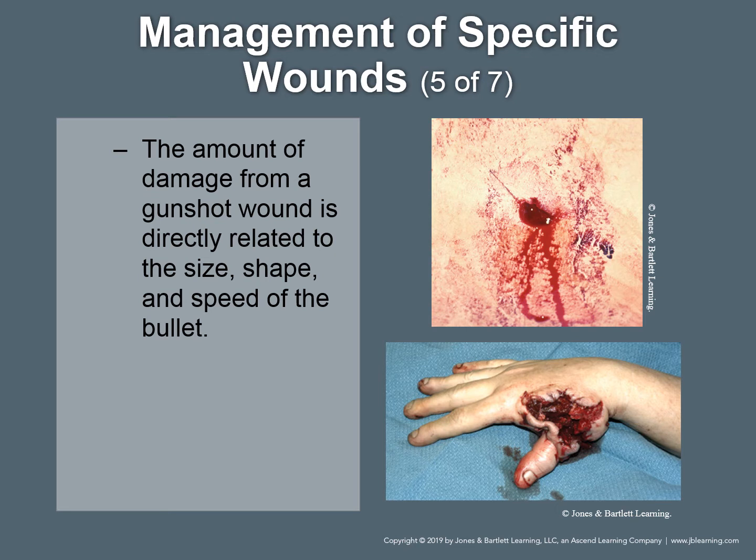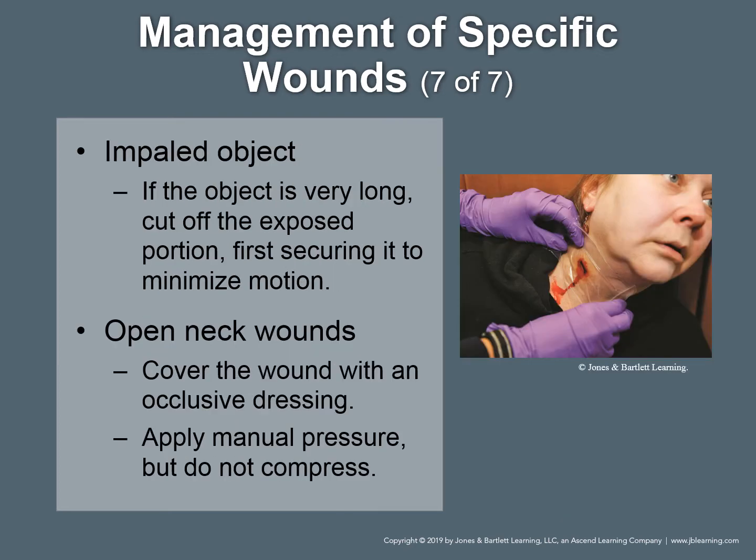The damage from a gunshot wound is directly related to the size, shape, and speed of the bullet. Larger calibers, your deer rifles that have the big fast bullets, are going to cause way more damage than your smaller caliber handguns. And the big thing with these is cavitation. This didn't talk about it, but with abdominal wounds, you want to put a moist, sterile dressing over it and then cover it with a piece of plastic to make that an occlusive dressing.